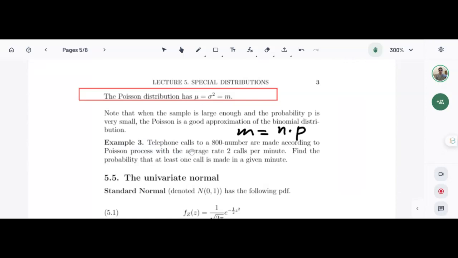You have telephone calls to some number, made according to a Poisson process with average rate 2 calls per minute. So a telephone is receiving on average 2 calls per minute. Find the probability that at least 1 call is made in a given minute. So it's going to be very easy.